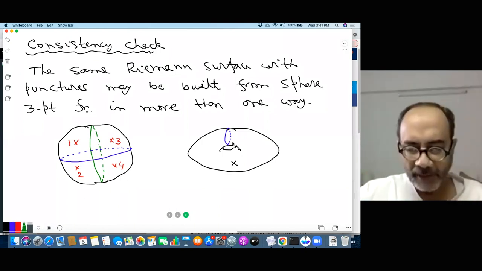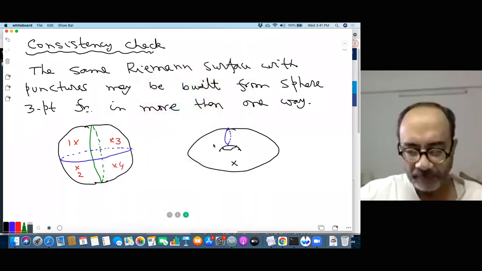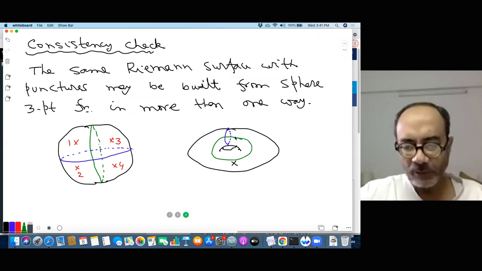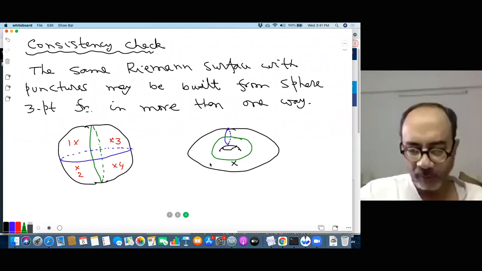The other way is perhaps not so visible from the diagram, but you can cut open along a circle like this. Now, even though it doesn't look like a plumbing fixture of a sphere, you can easily convince yourself that it is. The simplest way to convince yourself is that there is a symmetry on the torus that exchanges the two cycles. So if this is one way of getting the torus, this should also be another way of getting the torus. And again, the question is, do these different ways give the same answer?